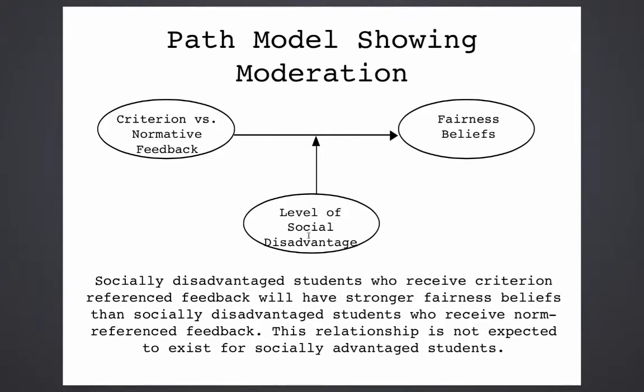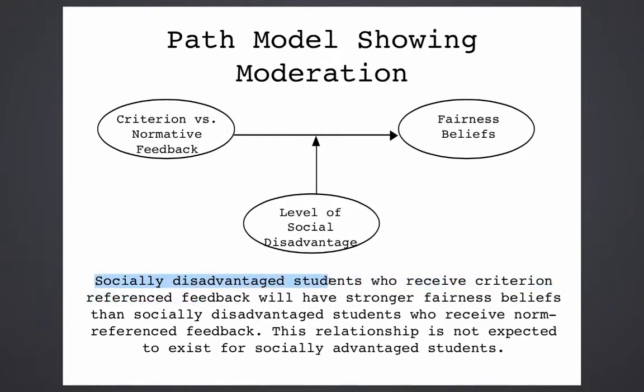However, by putting this moderator variable, and you see the arrow is pointing to the other arrow, it's saying that this relationship, this arrow, changes depending on this arrow. So depending on your level of social disadvantage, so how socially disadvantaged you are, this relationship will be different. So how do we say this in words?